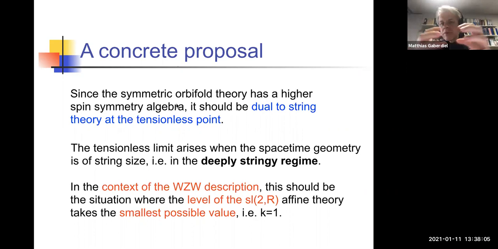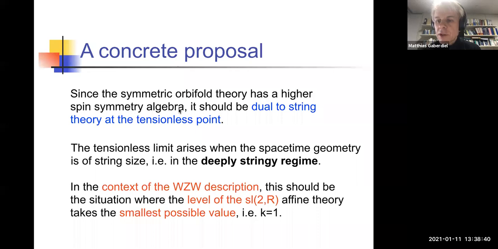It's sort of floppy, and it can explore the entire space. So what this should mean, from the point of view of, say, the Wess-Zumino-Witten description, is that the thing that's closest to the tensionless limit in the context of these Wess-Zumino-Witten models are the theories where the level of the SL(2,R) sector, which is basically the size of the AdS3 space in string units, takes the smallest possible value, because that's the regime where you would expect to have some tensionless limit, which in turn you expect to be dual to the symmetric orbifold theory.